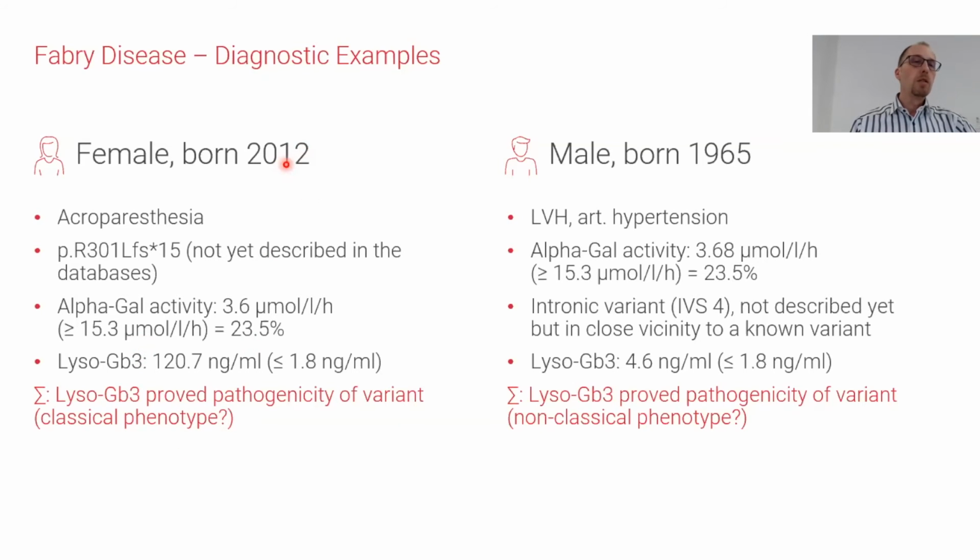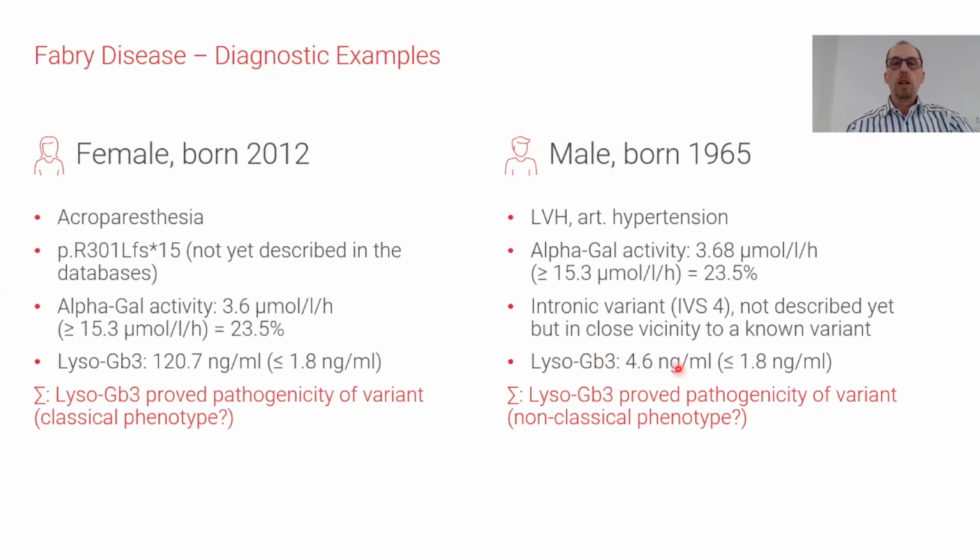That's an 8-year-old girl. You have to be especially aware of all the organ systems which can be involved in the disease. This girl has to be followed very closely by the treating doctors. This male, born in 1965, was diagnosed for left ventricular hypertrophy and arterial hypertension, with reduced enzyme activity, the same amount as this girl before, and he had an intronic variant in intron 4, which has not been described so far, but is located in close vicinity to a known variant in that intron.